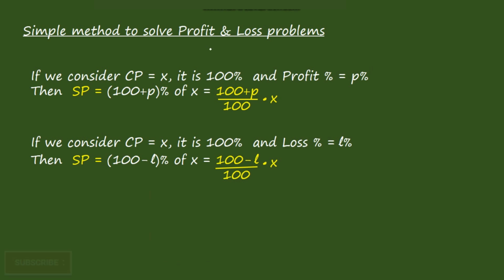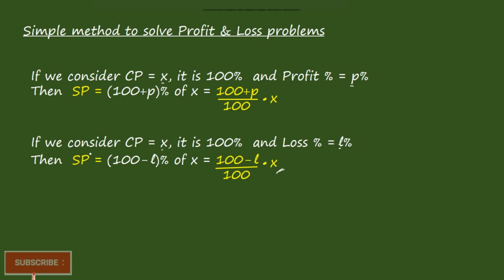Simple method to solve profit and loss problems. If you have a cost price X, it is 100%, and a profit of P percentage, then the selling price is 100 plus P percentage of X, which is equal to 100 plus P by 100 into X. Similarly, if you have some cost price X, it is 100% and it has a loss of L percentage, then we can find the selling price, which is 100 minus L percentage of X, which is equal to 100 minus L by 100 into X. By this particular method, we'll be solving few problems now.